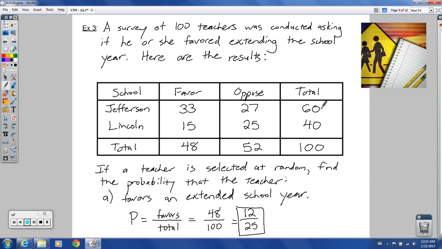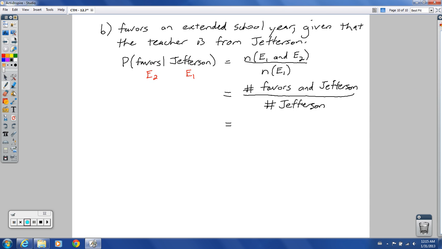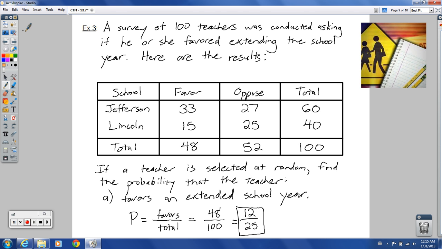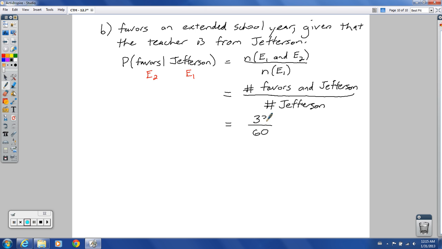How many were surveyed from Jefferson? Jefferson, total surveyed was 60. So our total in this case becomes 60. No longer 100, because we're given that we have to start with Jefferson. So we have 60 teachers to choose from given Jefferson. And how many of those were in favor from Jefferson? So Jefferson and favor, that's this number right here. So that's going to go right here, 33. And this you can reduce. You can divide by 3 and 3, it looks like. That would be 11, and this would be a 20. Can't reduce that anymore, so that would be the final answer there.